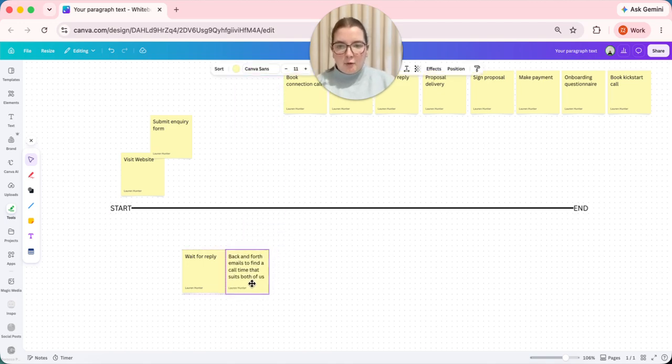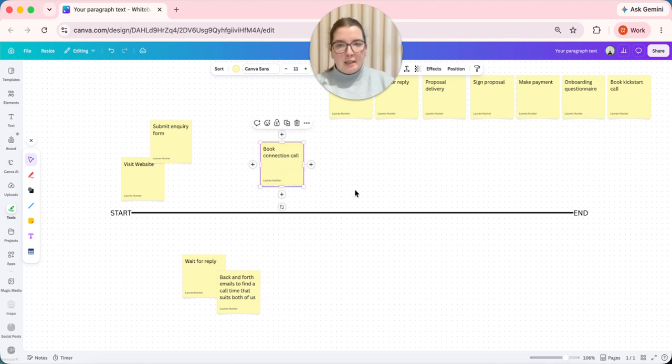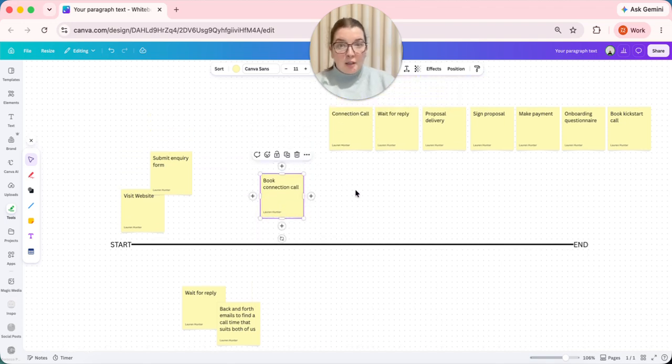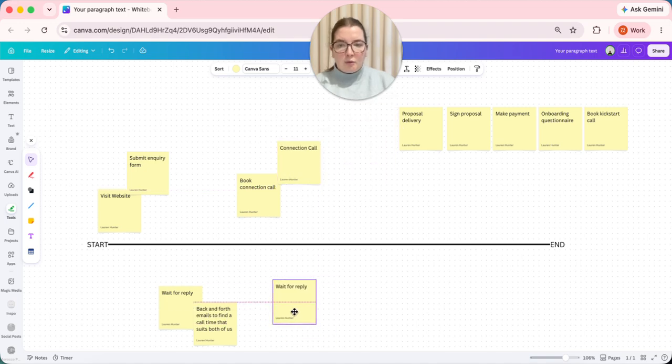Same with back and forth emails. They're maybe feeling a little bit annoyed that they have to do that. Book a connection call. Again, this could be on the excited point where they're looking forward to it. Have the connection call, even more positive. Wait for reply, could be down here. They've had the connection call, so they're feeling good about it. So it's maybe not as low as the initial back and forth emails, but it's down here.